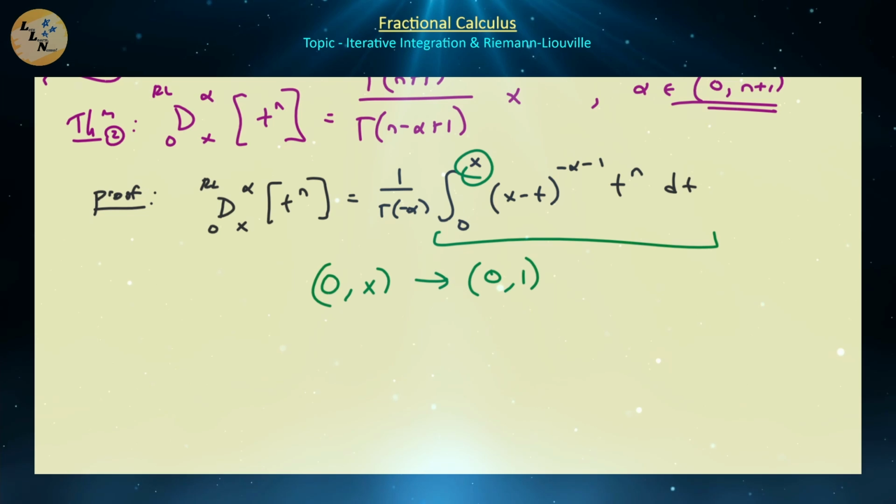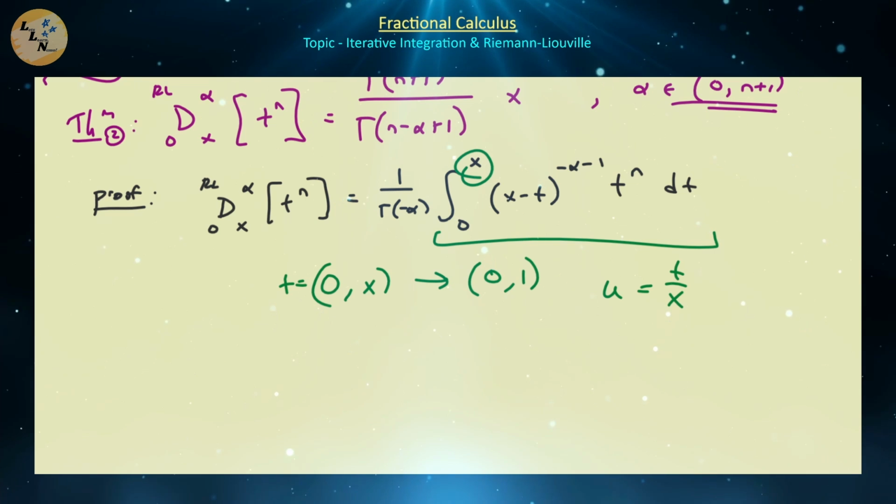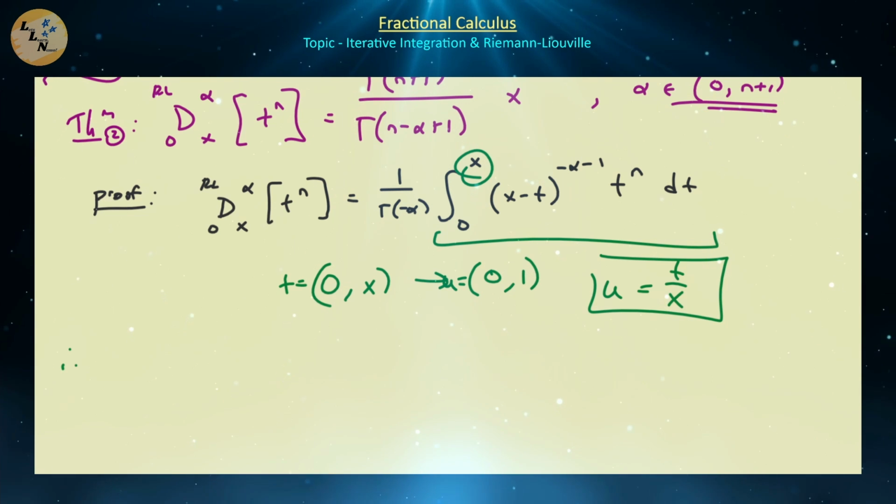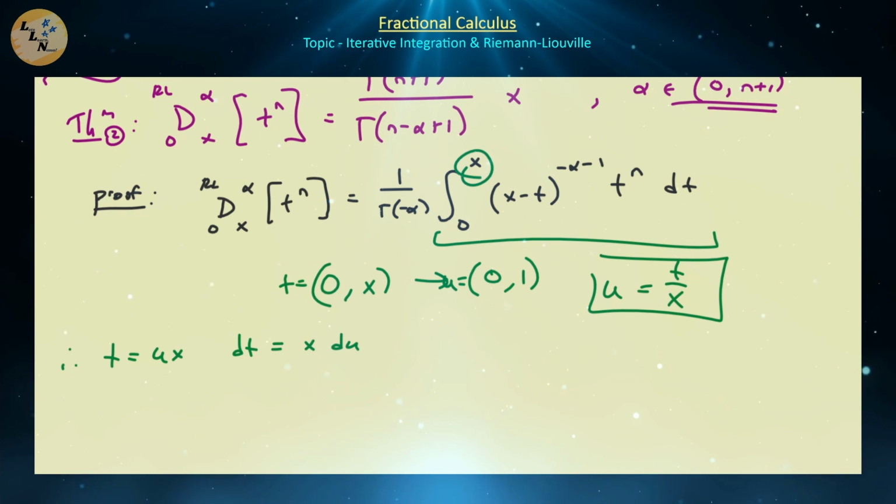So the easiest way to do that is if we have the transformation u is equal to t divided by x, right? So this is the t interval and this is the u interval, right? Because when t is equal to 0, u is equal to 0, and when t is equal to x, x divided by x is equal to 1, provided that x is not equal to 0, which we're assuming is not true. So once we perform this transformation, u is equal to t over x, that means t is going to be equal to ux, and dt is going to be equal to, keep in mind x is a constant, so that's just going to be x times du.